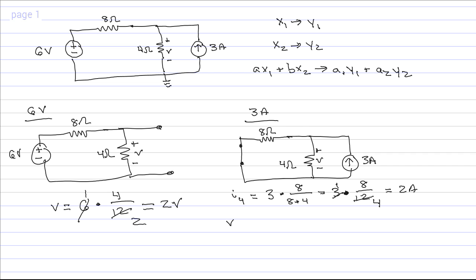Therefore, I can find V. And I should be a little careful here. Since this isn't the total V which I wish to find, I'll add a prime notation, V prime, here. Here I'll add a double prime notation, V double prime. So V double prime is simply going to be the current I4, which we solved for above, times 4. So that will simply be 8 volts. Therefore, we can say that V naught is V prime plus V double prime, which will simply be 10 volts.